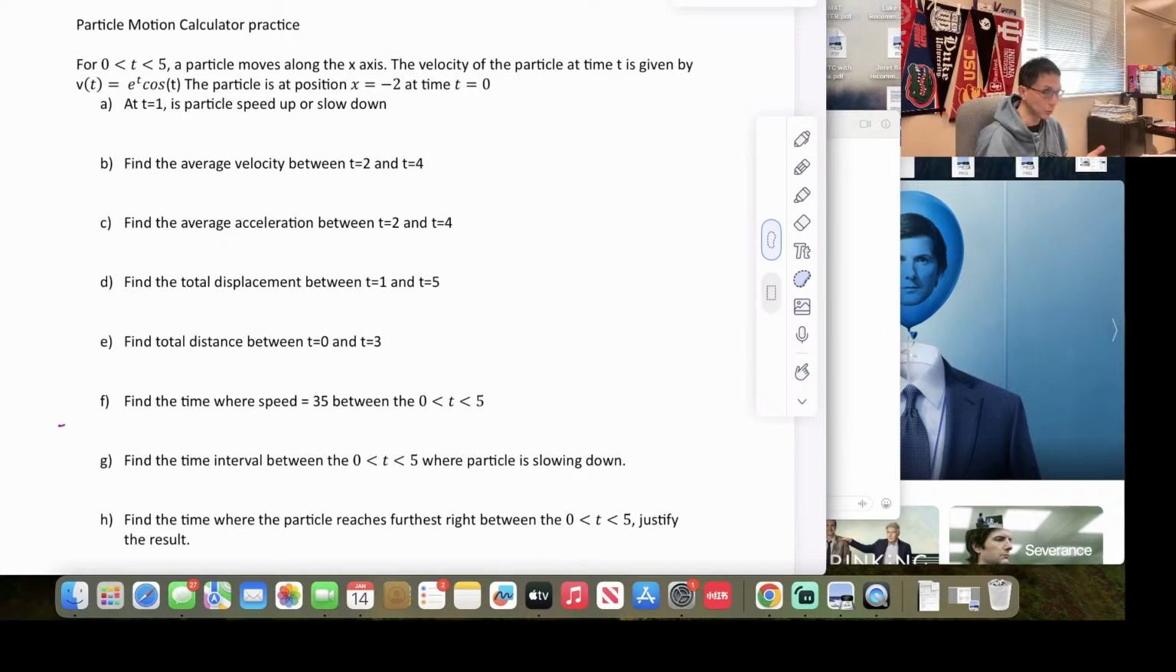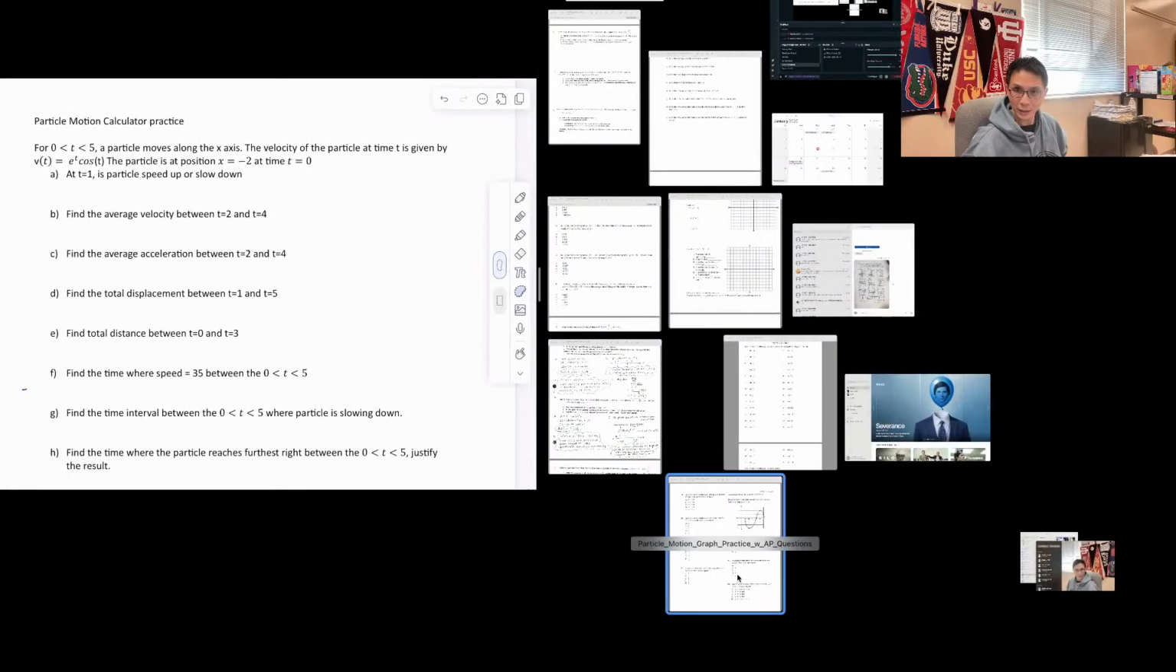So let's go through one by one, and here's what I'm going to do. I'm going to split this into the left side and the right side.